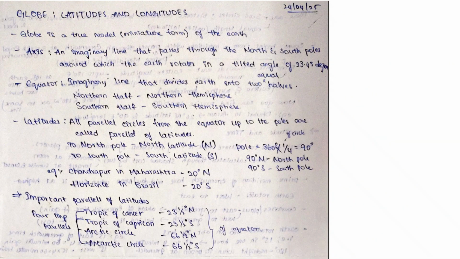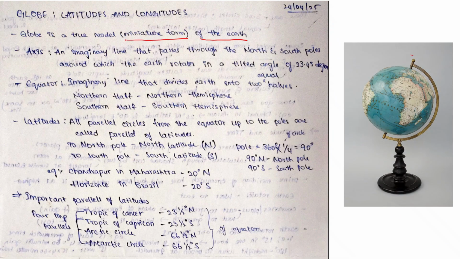So our first question, what is globe? Globe is a true model, miniature form of the earth. See here, it is a globe. It is the replica of the earth, which is not a real earth, but it is a miniature form of the earth, which looks exactly like the earth. That's why it is called a true model.